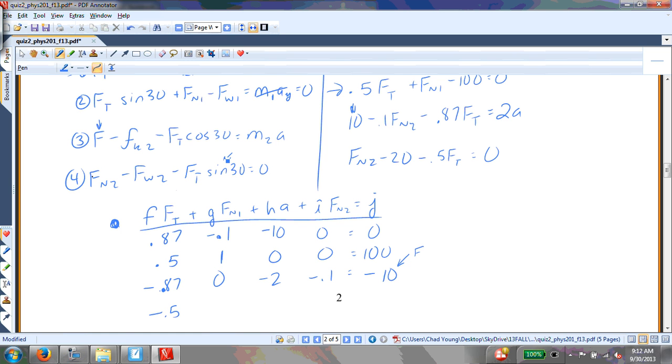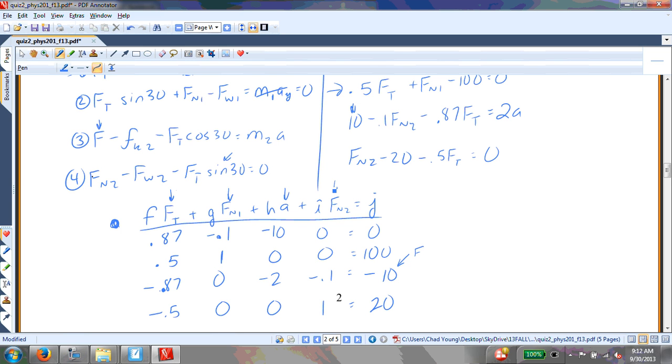0, 0, 1, which is the coefficient for Fn2, equals 20. All right, so those are my coefficients for this system of 4 equations. There are 4 unknowns as well. My unknowns are Ft, Fn1, A, and Fn2. All right, so those are my 4 unknowns.